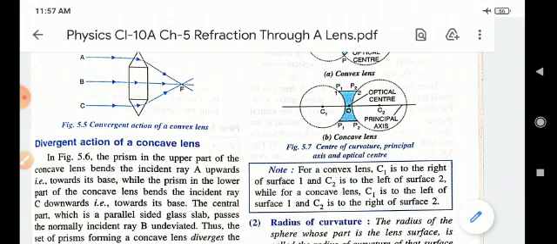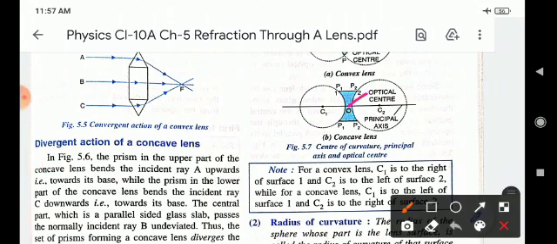And optical center. O is the optical center. So what is the meaning of optical center? It is a point on the principal axis of the lens such that a ray of light passing through this point emerges parallel to its direction of incidence. It is marked by the letter O. The optical center is thus the center of the lens. Okay.